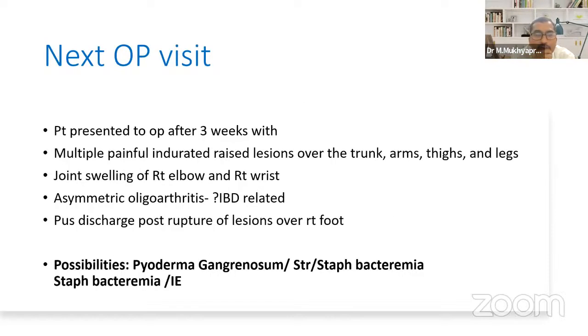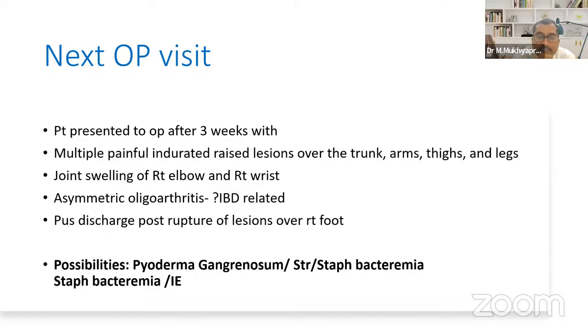Again, after a few days, he came back to the OPD. 3 weeks with multiple ulcers and raised lesions over the trunk, arms, thighs, and legs. Joint swelling, this time significant arthritis, right elbow and right wrist. We thought it's asymmetric oligoarthritis due to inflammatory bowel disease. Pus discharge and post-rupture lesions were present.